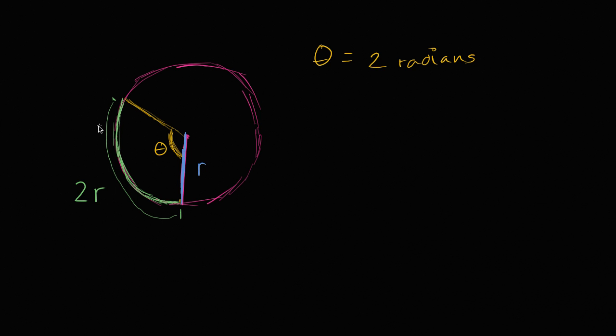Now, what fraction of the entire circumference is that? Well, the entire circumference, we know this from basic geometry, is 2 pi times the radius, or you could say it's 2 pi radii. So what fraction is it? It's 2 radii over 2 pi radii. The 2's cancel out, the r's cancel out, and so it is 1 over pi of the total circumference.